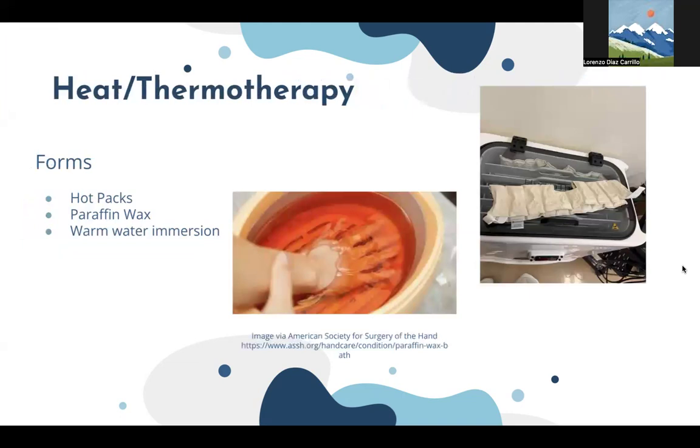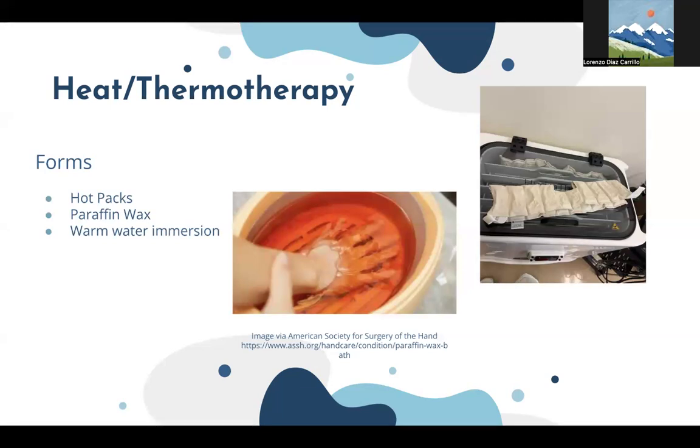So forms of heat or thermotherapy, some of the most common ones being hot packs, paraffin wax, and warm water immersion. Hot packs are also known as moist hot packs, essentially a towel or sleeve wrapped around a hot pack. They're really useful to apply to larger areas such as the forearm or the shoulder. You could just wrap this over their shoulder or over their elbow, just drape it over for about 5 minutes. Really good for larger spaces.